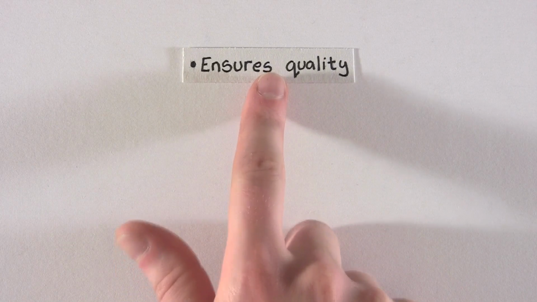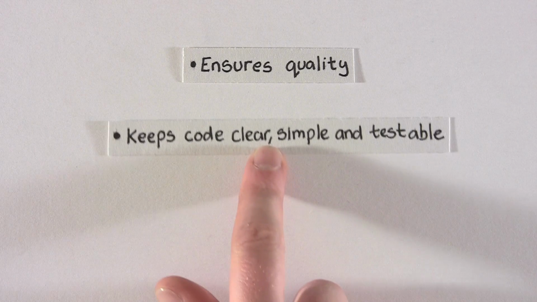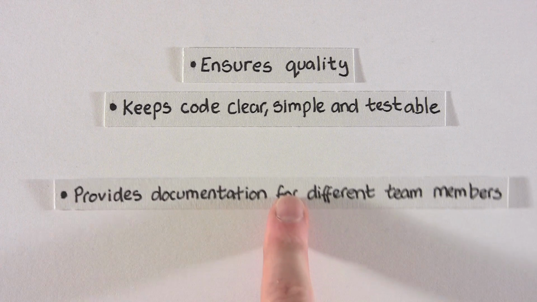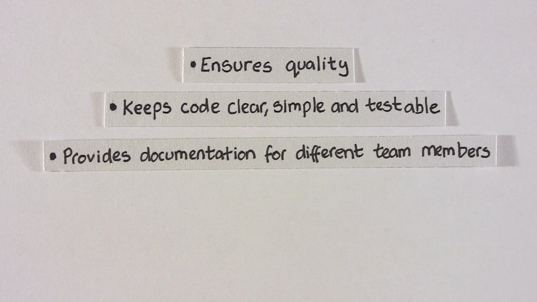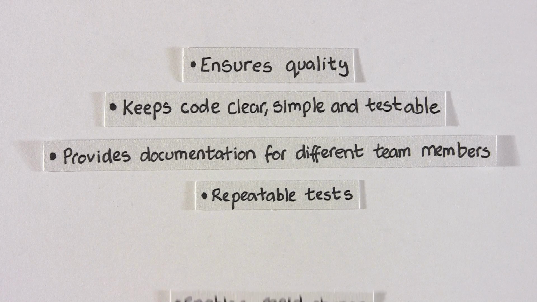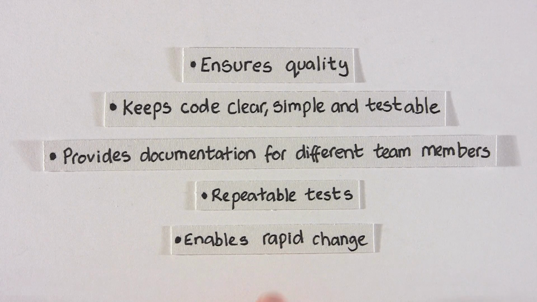For example, TDD helps to ensure quality by focusing on requirements before writing the code. It assists in keeping the code clear, simple and testable by breaking it down into small, achievable steps. It provides documentation about how the system works for anyone coming onto the team later on. It builds a suite of repeatable regression tests, and it acts as an enabler for rapid change.